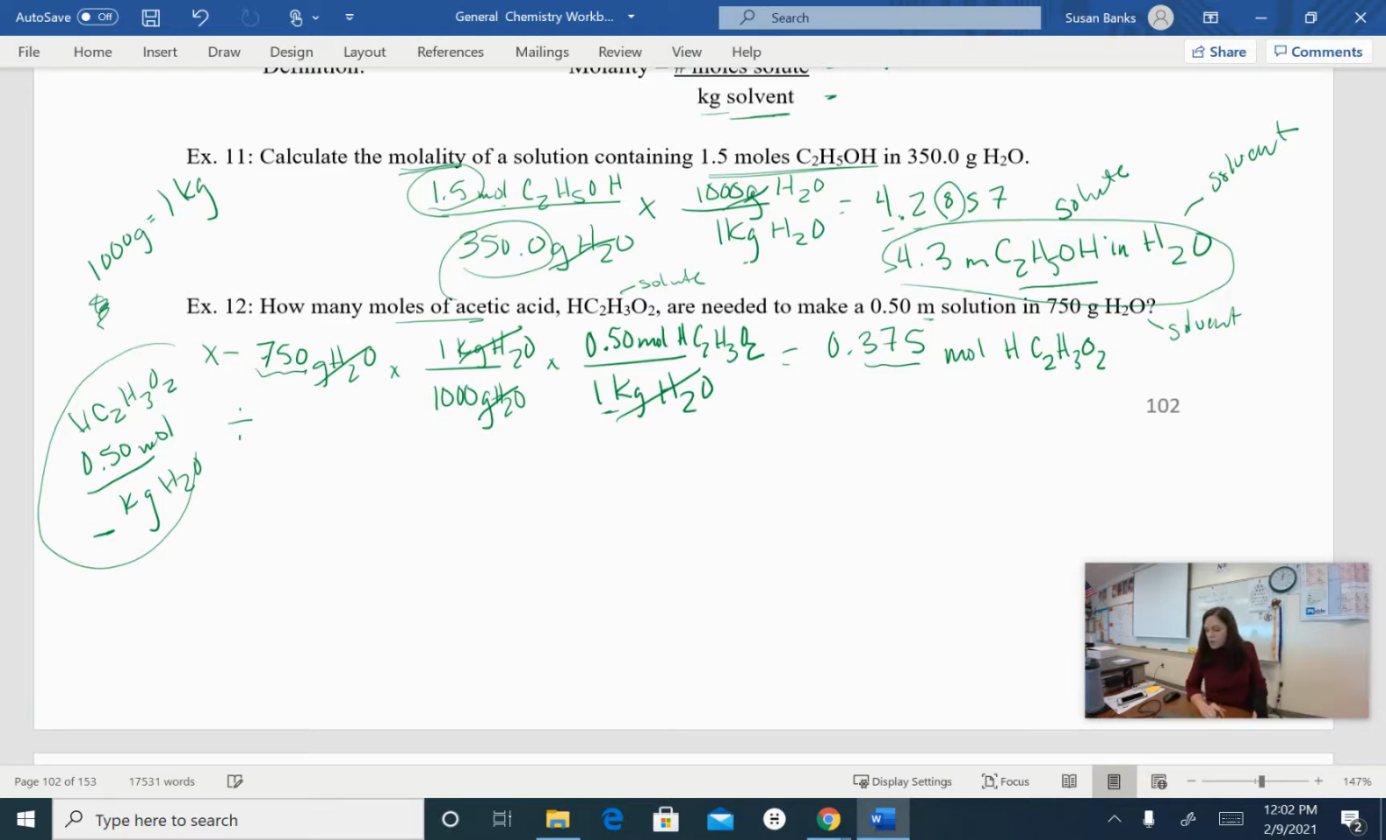Okay, so your homework is going to be doing some of these molality, some of these molarity, and also some solubility of gases and solids.